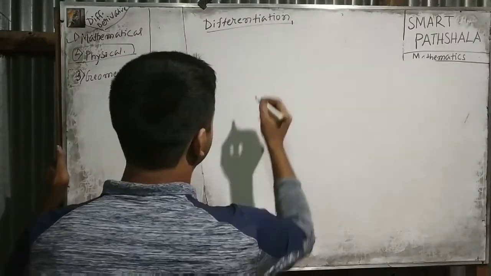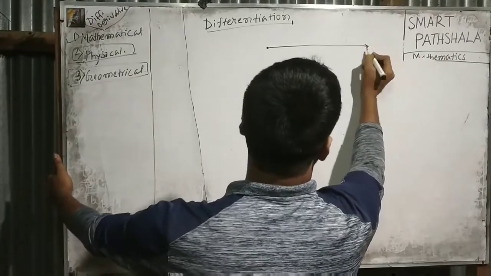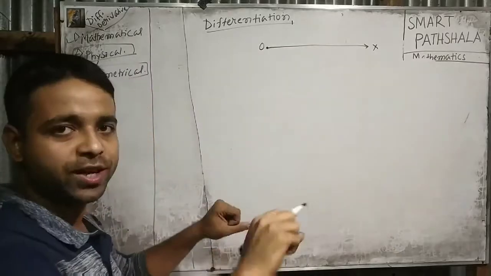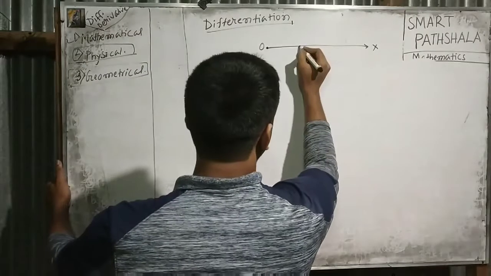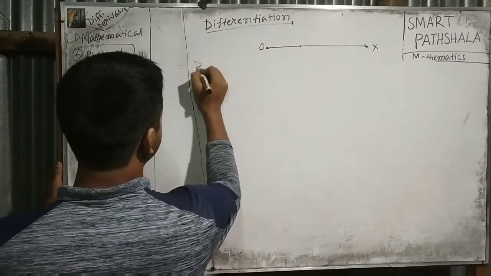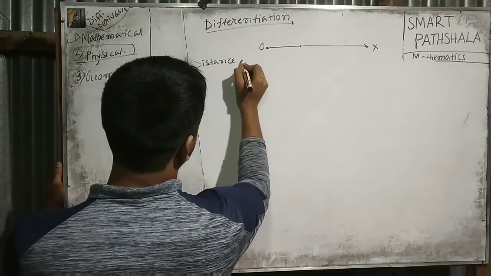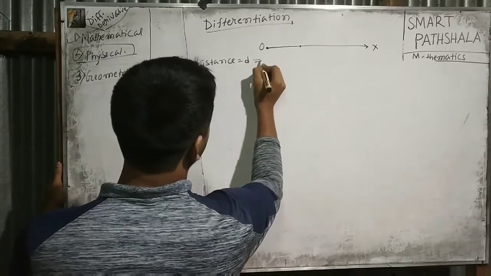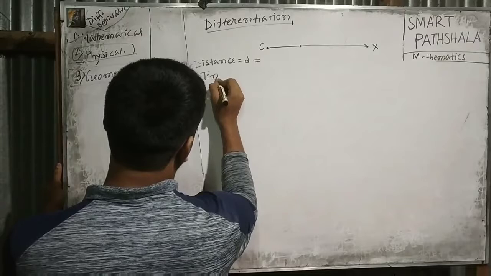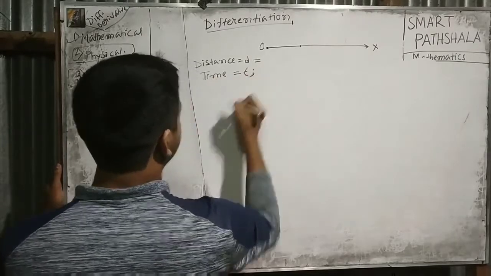So suppose we have 2 points. One is here O, and this is going towards X, right? I have a motorcycle, and I have two variables, like two parameters. One is distance d, or you can say displacement, and time. Time is another thing that I have.